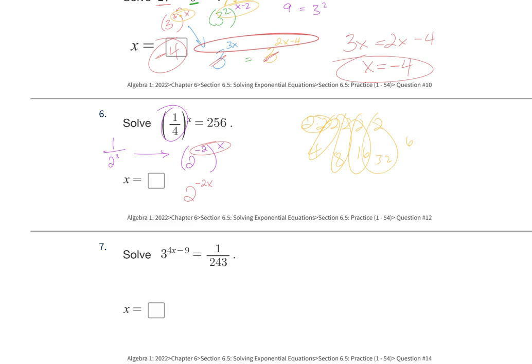I was way off. It's 64. So 2 to the 7th power is 128. 2 to the 8th power is 256. So we have 2 to the 8th.